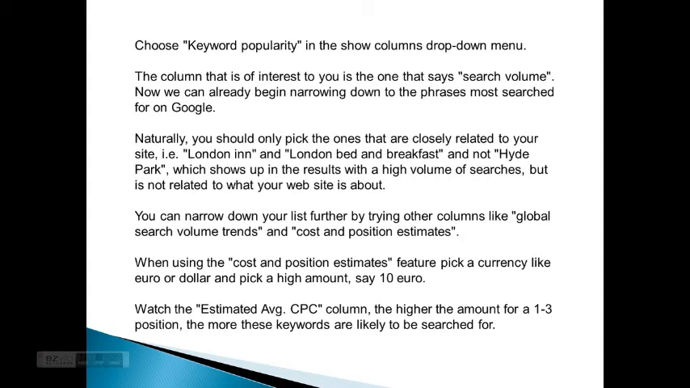high volume of searches. You can narrow down your list further by trying other columns like global search volume, trends, cost and position estimates. When using the cost and position estimates feature, pick a currency like the euro or the dollar and pick a high amount, say 10 euro. Watch the estimated average cost per click column. The higher the amount for position 1 to 3, the more these keywords are likely to be searched for.